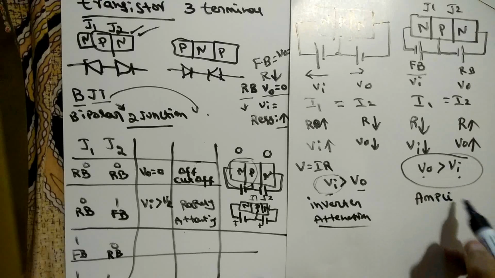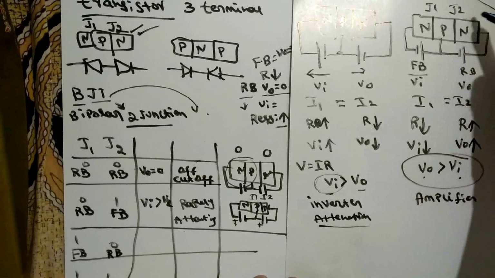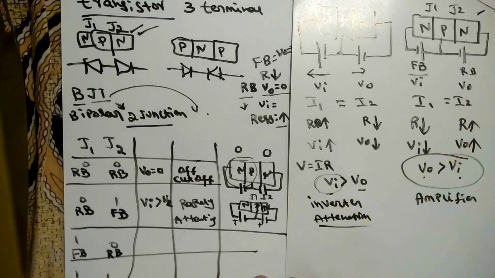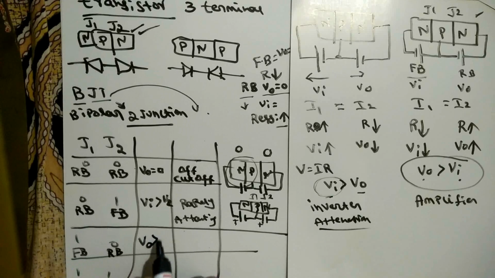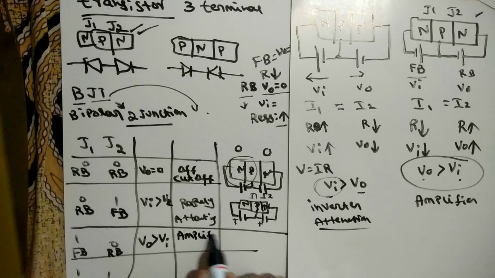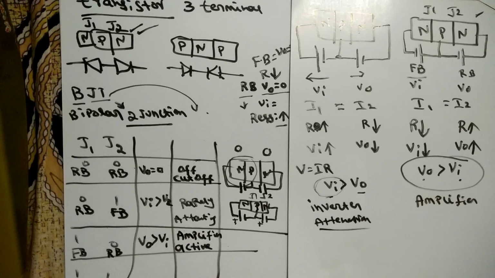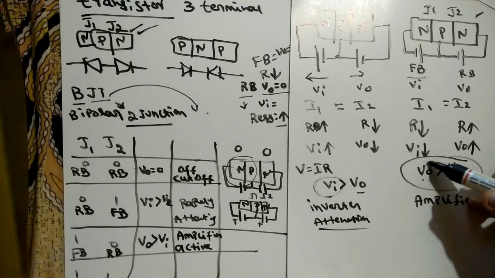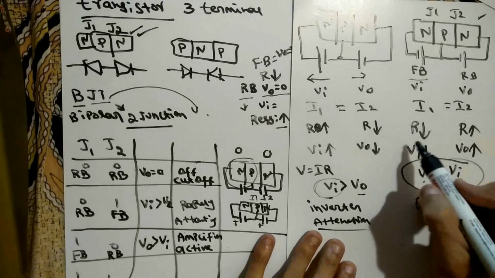This is a very important condition in the transistor. Everywhere we use this technique for amplification. This condition, V0 greater than Vi, is an amplifier, and this particular region we call the active region. Whatever input we give, it is larger on the output side. Now listen carefully to what is actually going on in this condition.